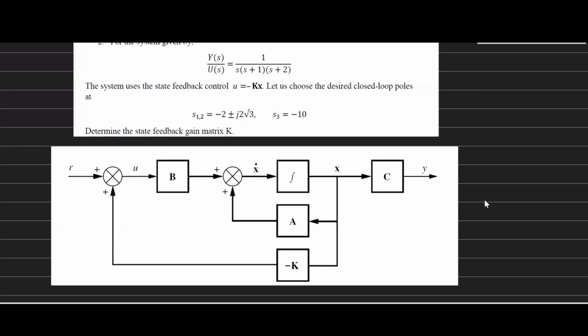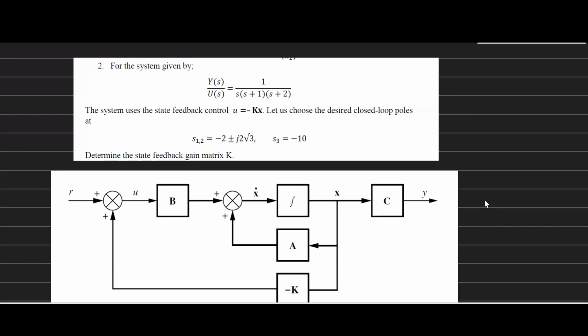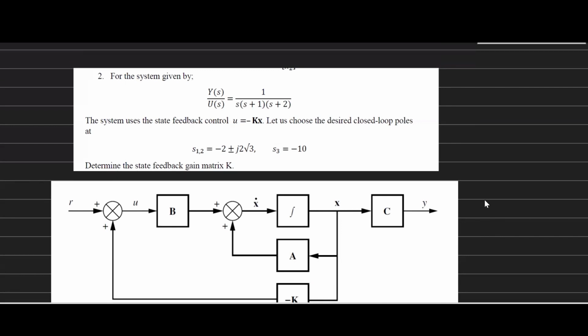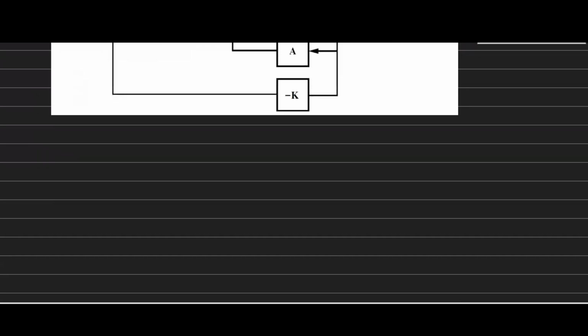All right, so first of all, we have to find matrices A, B, and C. Though C is not necessary, we have to find matrices A and B. So I gave you the transfer function there: the output, Y of s, over the input, U of s, equal to 1 divided by s times (s plus 1) times (s plus 2).